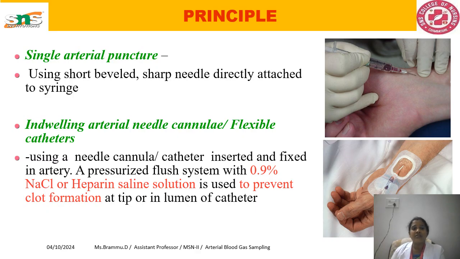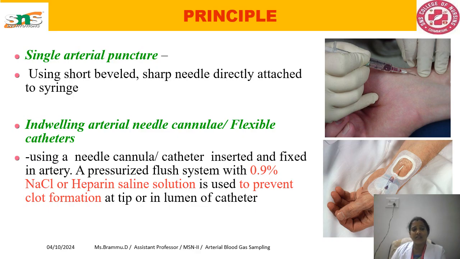And when you're puncturing, use a short bevel, sharp needle, directly attached to the syringe. Nowadays you get a pre-filled heparinized syringe. In olden days they used an insulin syringe, which is 1 cc, or a 2 ml syringe, and they took the heparin from the vial, and the nurses themselves would dilute the heparinized syringe and then take the puncture. But nowadays you have the pre-filled arterial syringe, so that can be used for the procedure.